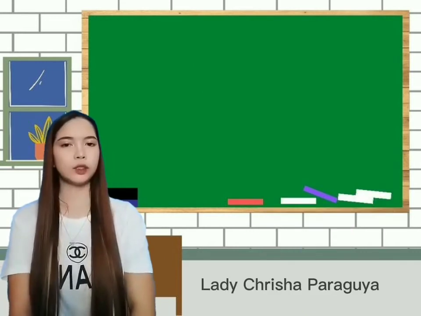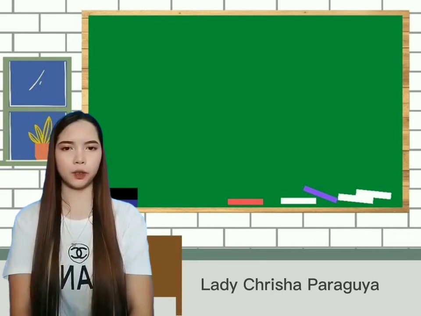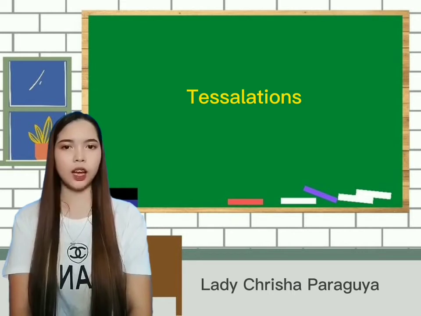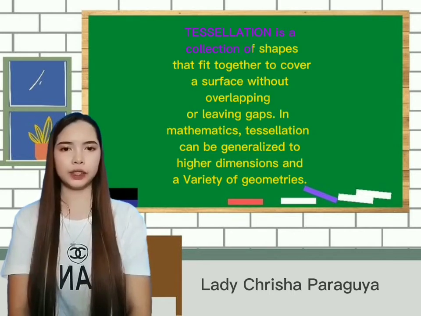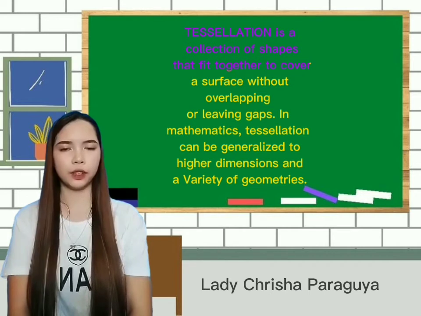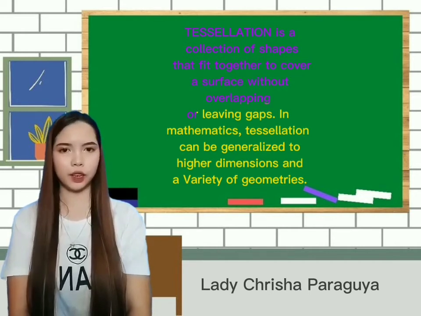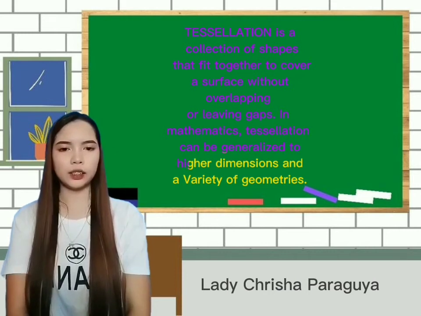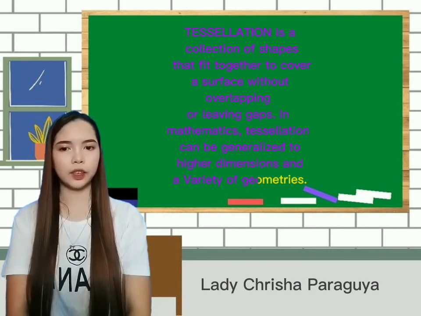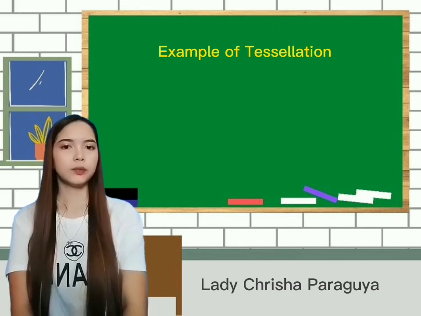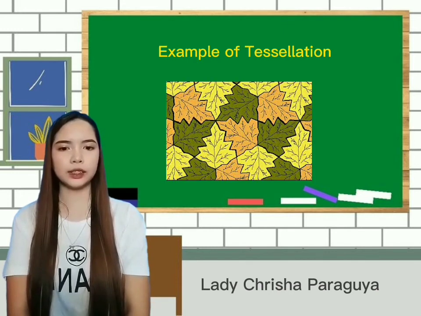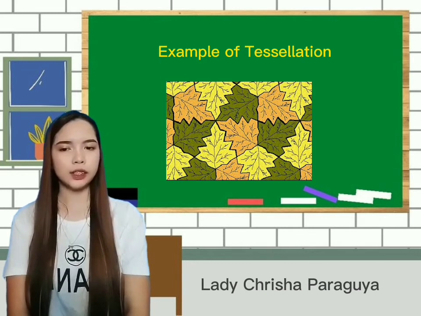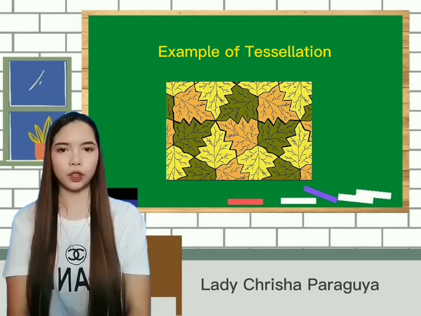Good day everyone. By the way, I am Lady Krisha Paraguya, and for this video, I am going to tackle the tessellation. Tessellation is a collection of shapes that fit together to cover a surface without overlapping or leaving gaps. In mathematics, tessellation can be generalized to higher dimensions and a variety of geometries. An example of this tessellation is the string color leaf. As you can see, it was tiled or tessellated without overlapping or gaps.